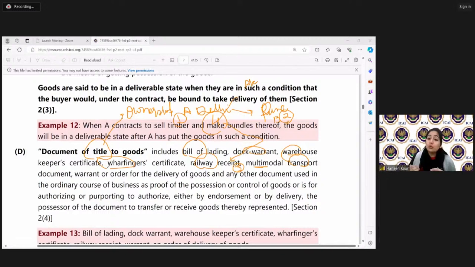Warehouse keeper certificate, the warehouse will give one certificate that I am holding the goods. So all these are having the ownership because the goods are with them. Then there are wharfinger certificates. In the ship, certain boxes and drawers are made before loading the goods in the ship. They are kept in different wharfs.